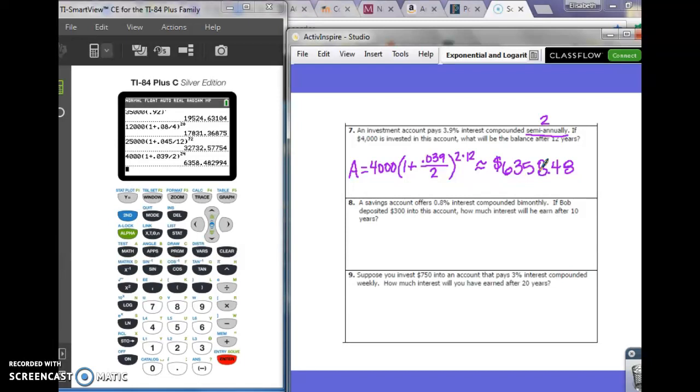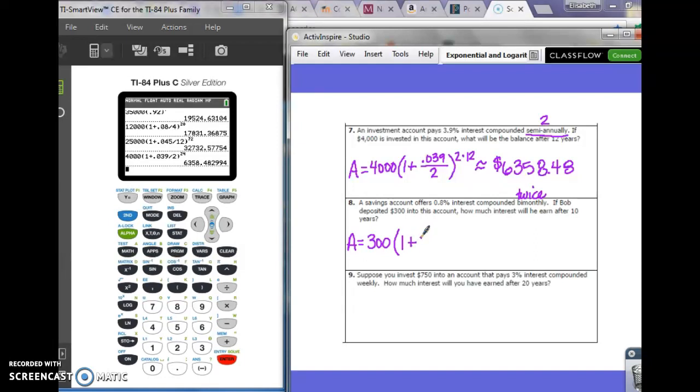Then number 8 and number 9 are just a little bit different just because of the final value that you're asked for. So number 8 says a savings account offers 0.8% interest compounded bi-monthly. That means twice each month. If Bob deposited $300 into this account, how much interest will he earn after 10 years?